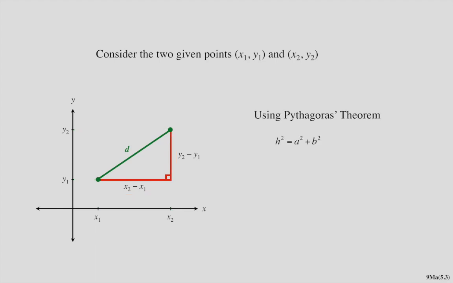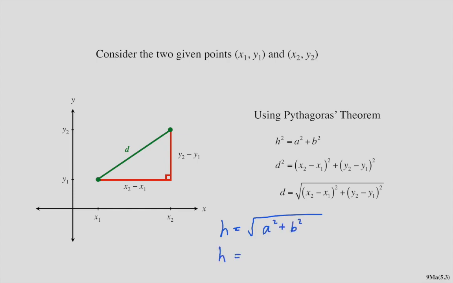Remember the formula for Pythagoras' theorem? There it is there. The hypotenuse squared equals a squared plus b squared. So we get d squared equals that distance in bracket squared plus that distance in bracket squared. And we take the square root of both sides. If you remember my shortcut formula, here's our shortcut formula for Pythagoras' theorem.